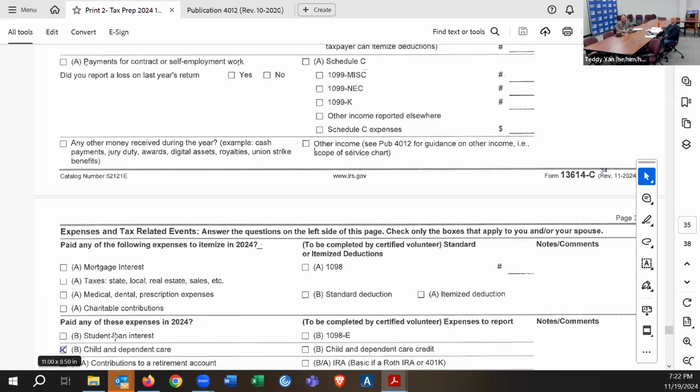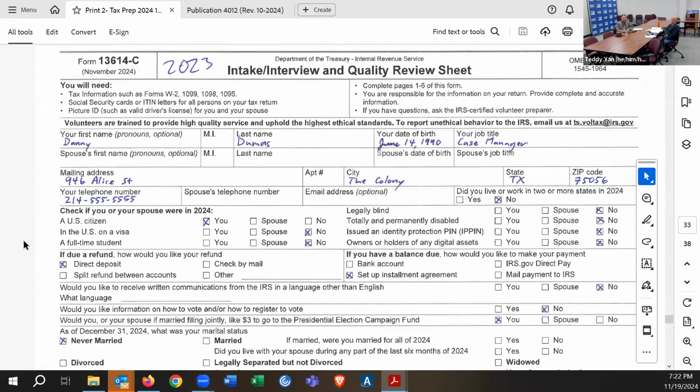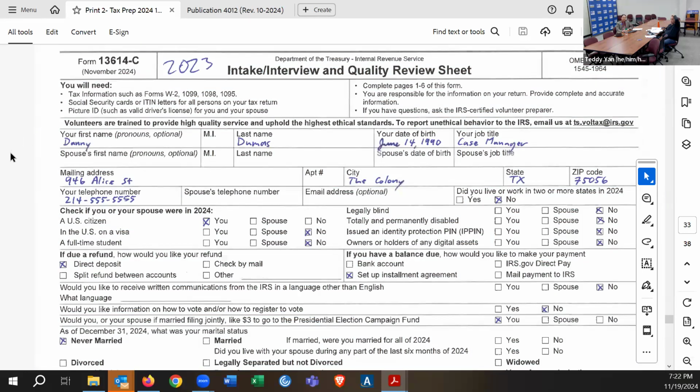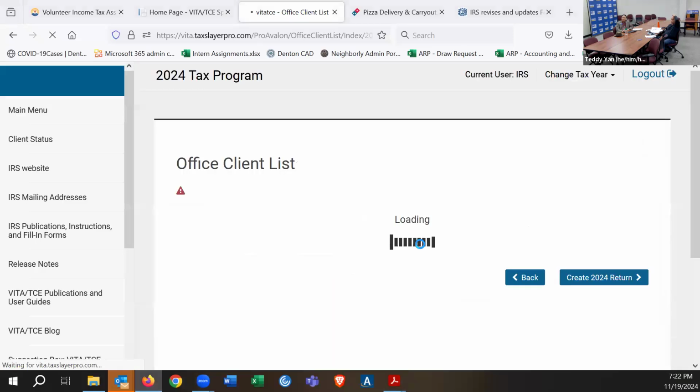So I've just outlined a whole bunch of things happening on this return. And he's filled out a 2024 intake form, but it's for 2023. And so this is how we will typically do that. We'll just mark as one of the intake forms that someone gets, oh, it's 2023. So let's show you how that gets entered.